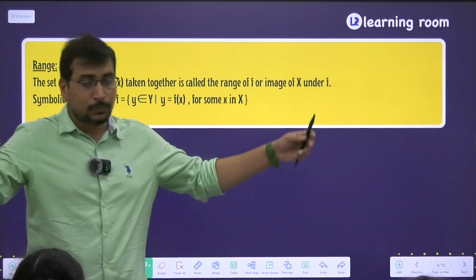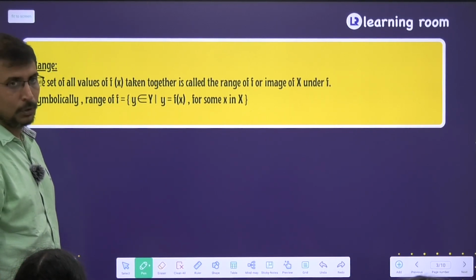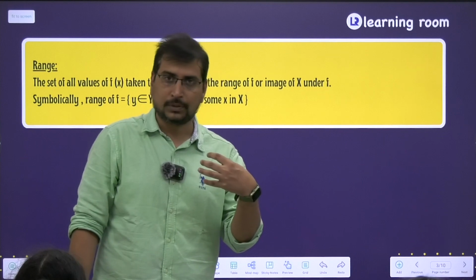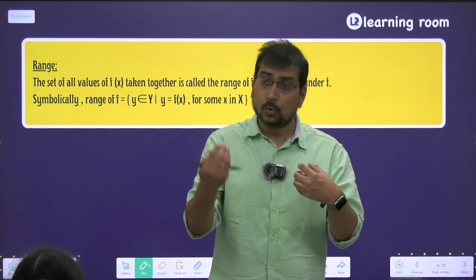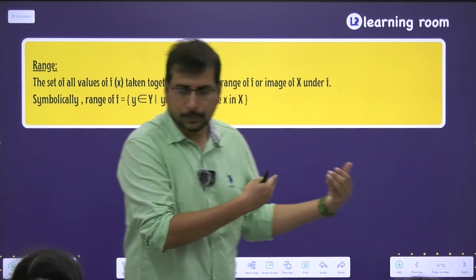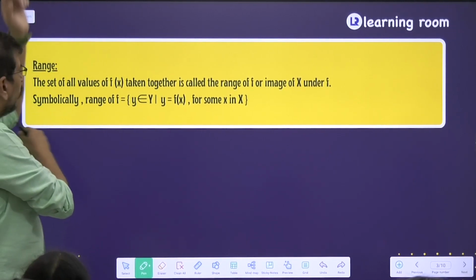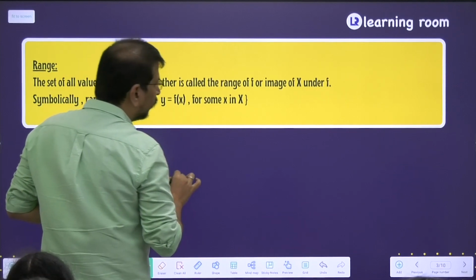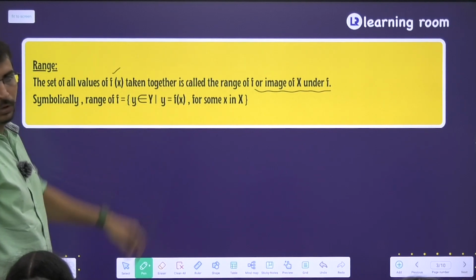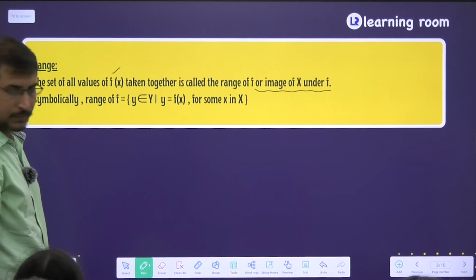Now, if you take the set of all those images, the set of all values of the images that are formed from the output set is what is called range. So where does the range come from? Range comes from the codomain set. Domain obviously comes from the first set. I hope you are able to visualize it. Please register this in your mind. So the set of all values of f of x taken together is called the range of f, or image of x under the operation, that operation is basically the relation. I hope it is clear.